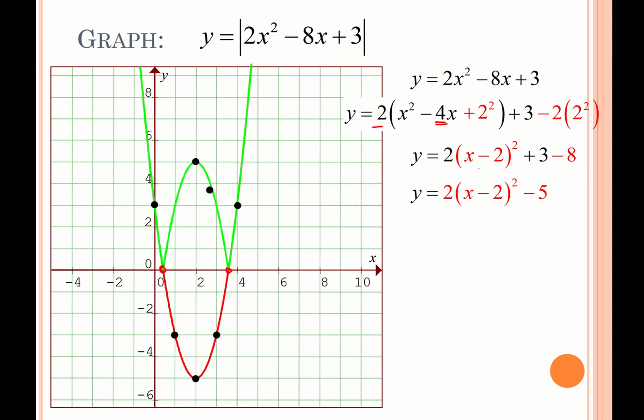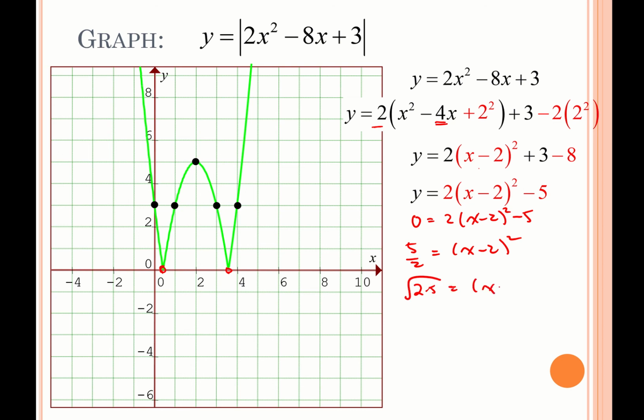So if you want to find the x-intercept, you've got to make y equal 0. So 0 equals 2 times (x minus 2) squared minus 5. And feel free to use the quadratic formula. It's another way of doing it. I'm just going to continue with this equation here. Move the 5 over, divide by 2, is equal to (x minus 2) squared. So this becomes 2.5, and you've got to square root it, right? So the square root of 2.5 equals x minus 2.